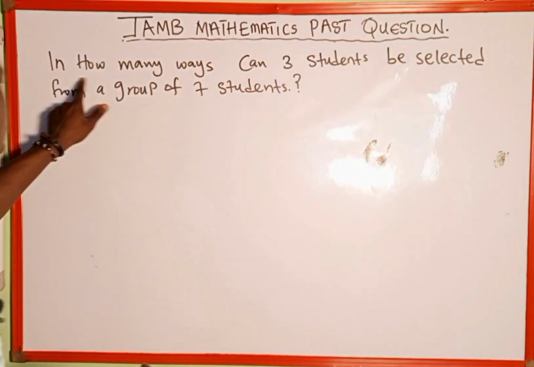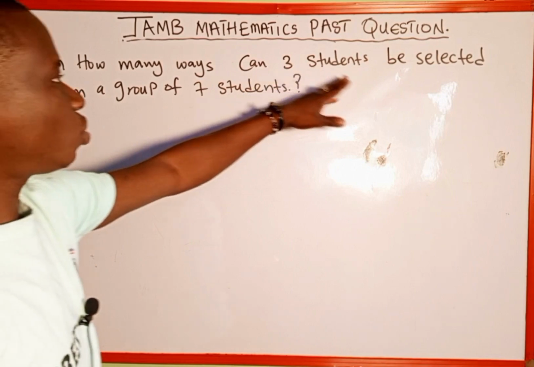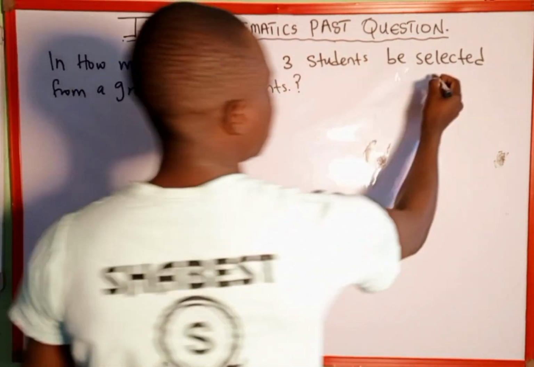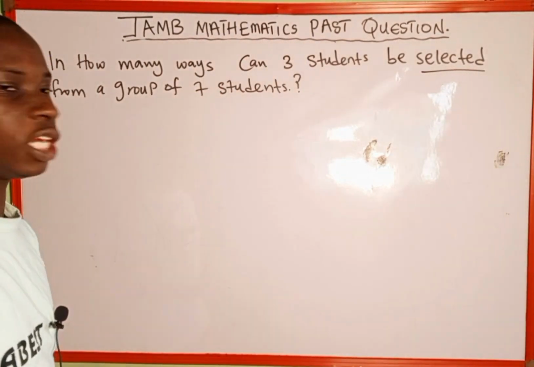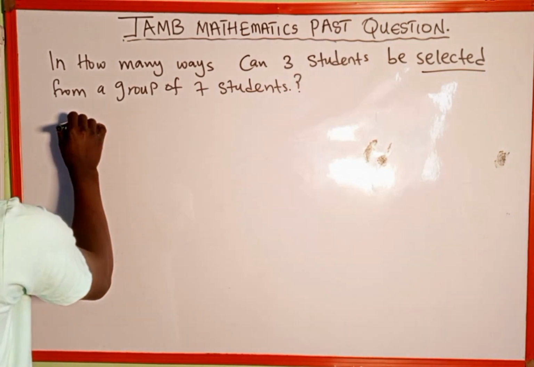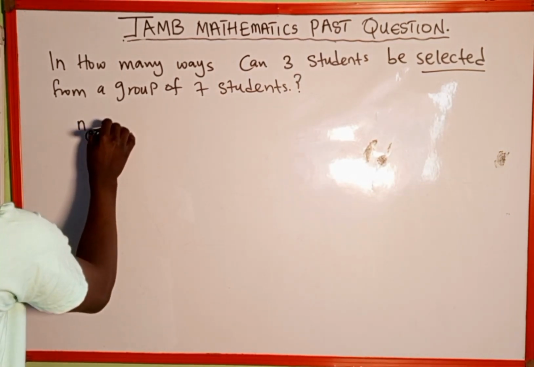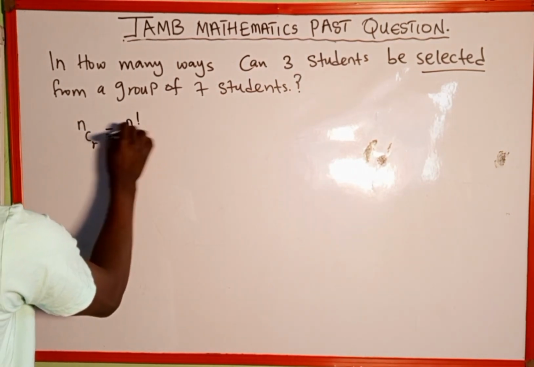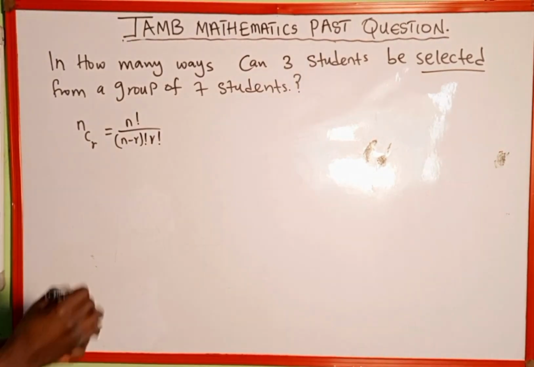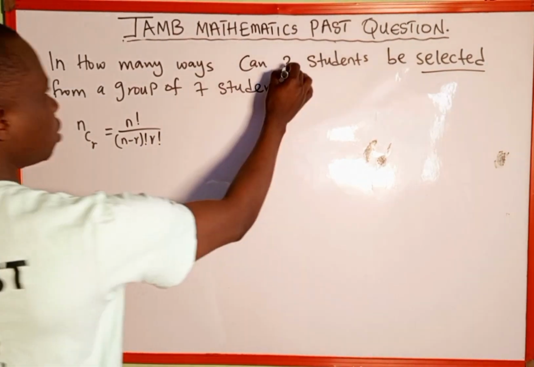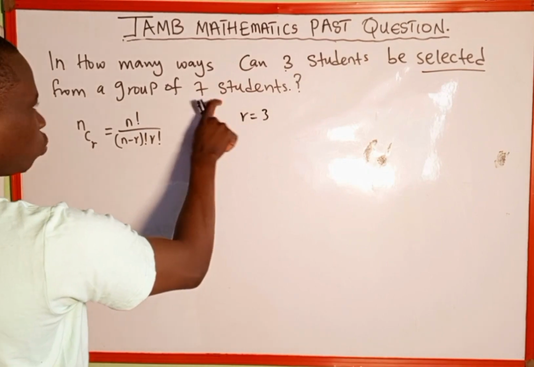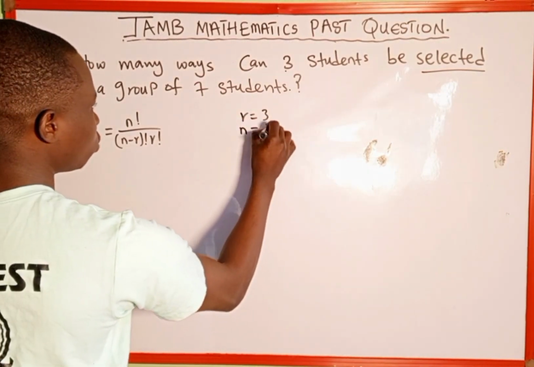On the board, it reads: in how many ways can 3 students be selected from a group of 7 students? When you hear selection, it means combination. So we recall the formula to use to find the combination. And the formula is, when we have n combination r, it is equal to what? n factorial all over n minus r factorial times r factorial. So from this question, r is equal to 3, and n is the group of students, which is what? 7. So n is equal to 7.